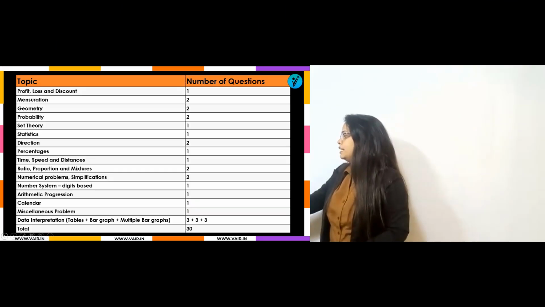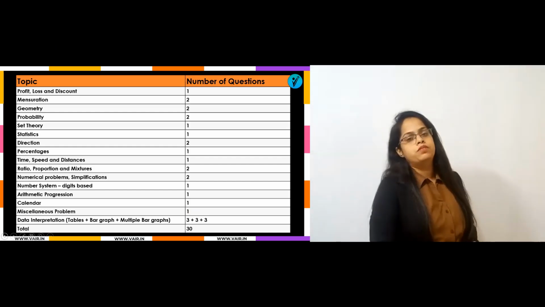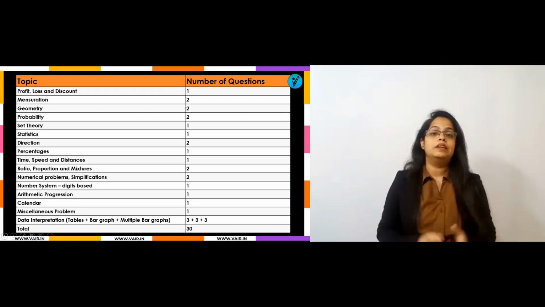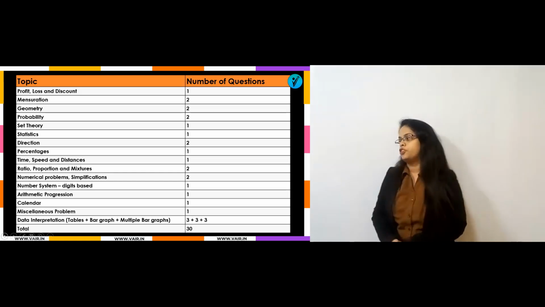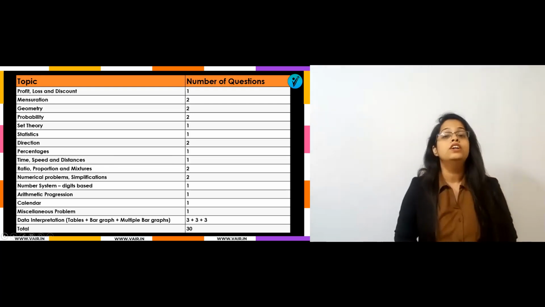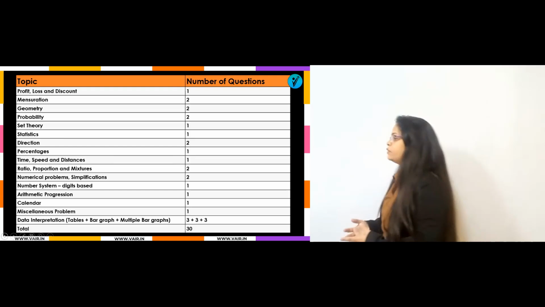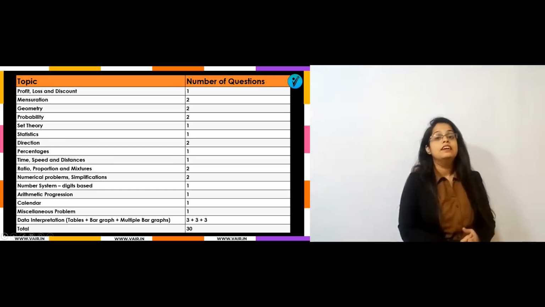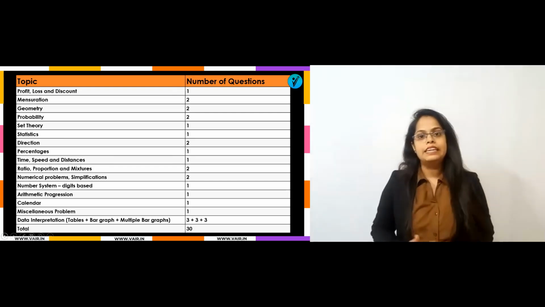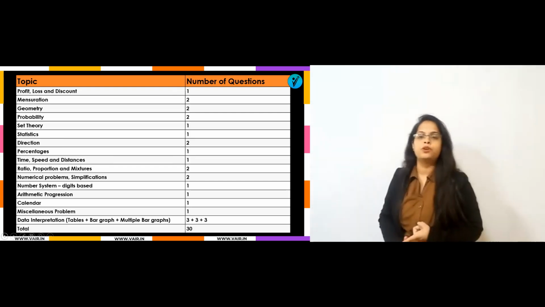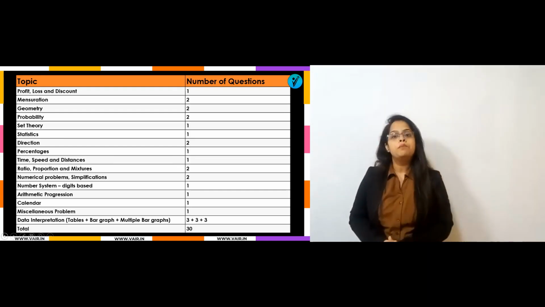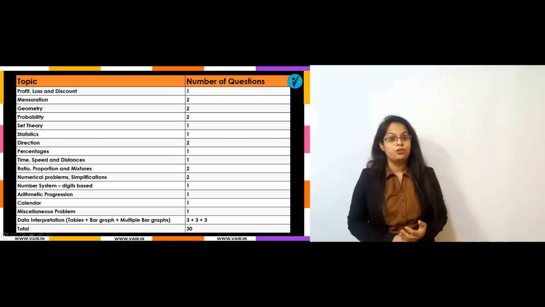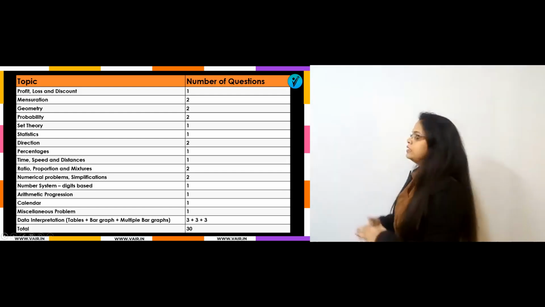So first of all, let's see this analysis. If you have observed the paper, you will see the number of questions they asked: from profit loss discount, there was one question. Then from mensuration, geometry and probability, there were two questions from each topic. Then there was one question from set theory and statistics. There was a question from the direction topic in reasoning. Then there was one question of the clock, but which was maths based. Then there was a question on the calendar topic. So these are the topics.